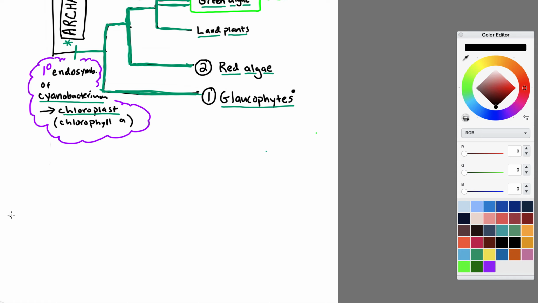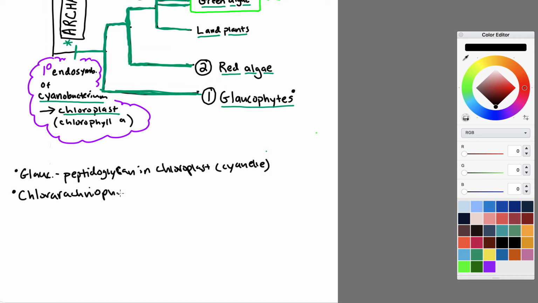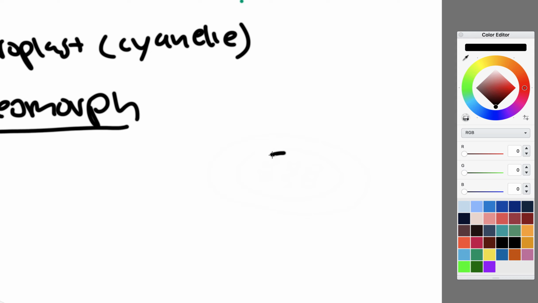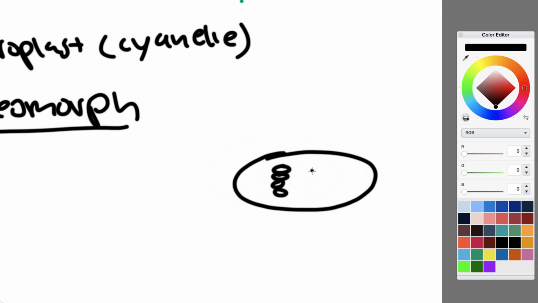And then you could write these things on another page if you want. Glaucophytes, their unique thing is that they have the peptidoglycan in their chloroplast walls, or sometimes they're called cyanel walls. That's peptidoglycan, remember, is the bacterial cell wall material. Okay. A unique evidence of the chlorarachniophytes, they have what is called a nucleomorph. All right, just briefly, the nucleomorph comes from this.